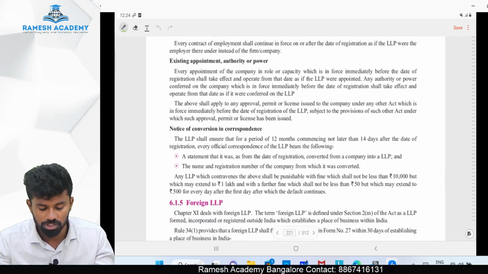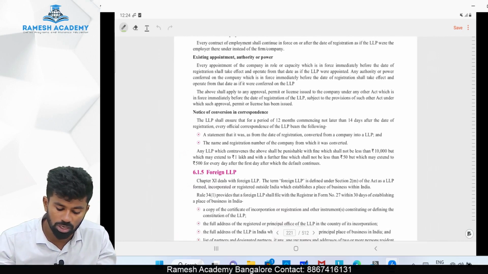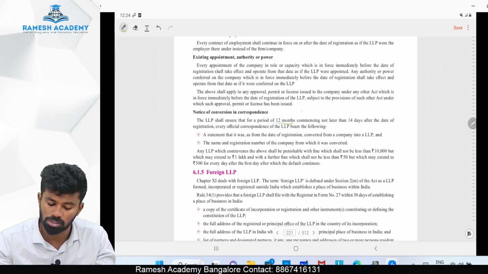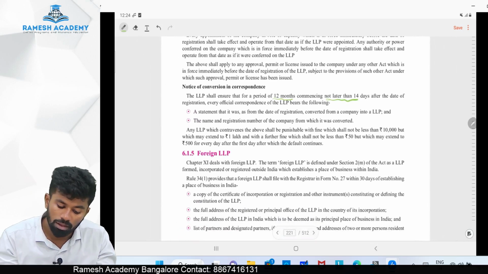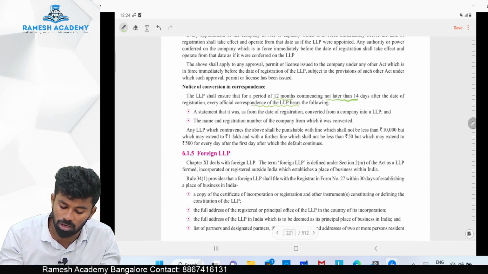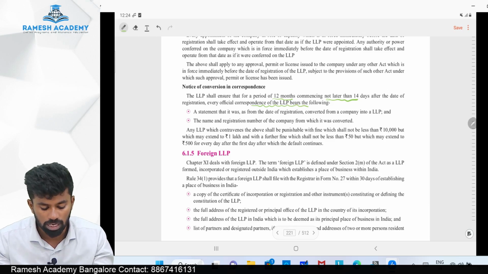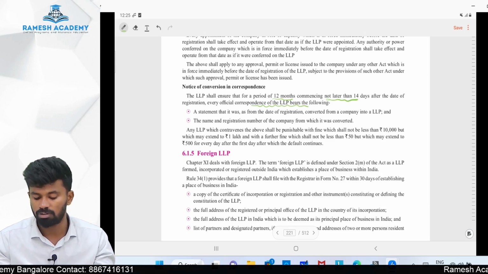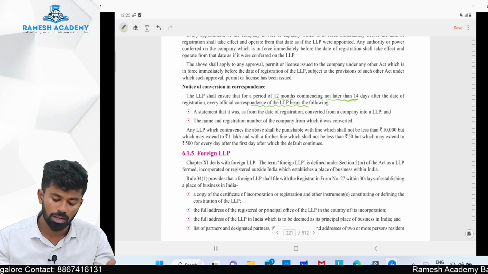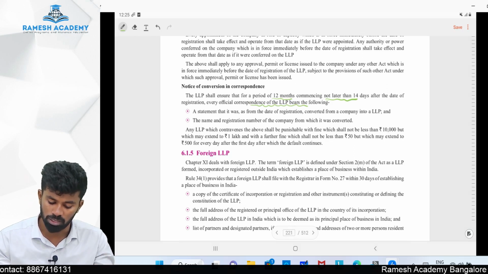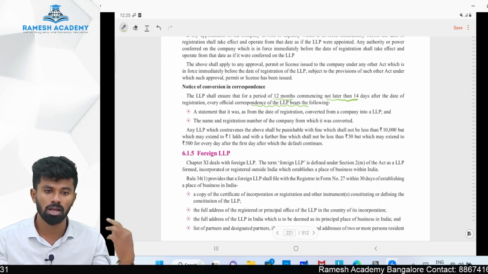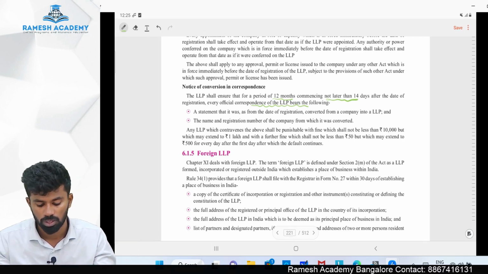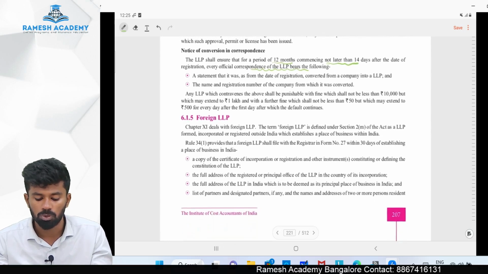Notice of conversion and correspondence: the LLP shall ensure that for a period of 12 months commencing not later than 14 days after the date of registration, every official correspondence of the LLP bears the following: a statement that it was, as from the date of registration, converted from company into LLP, and the name and registration number of the company from which it was converted. You have to mention both the old name as well as the new name. For what? Up to how many months? Up to 12 months.